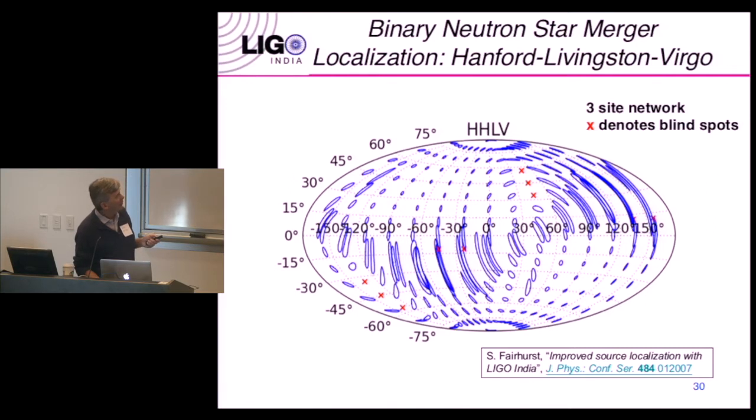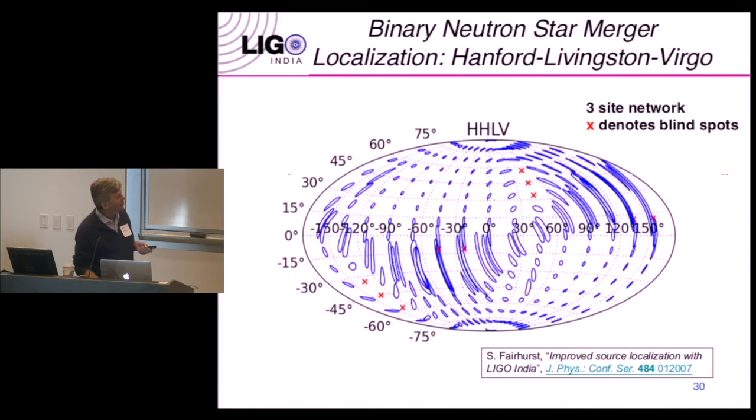If you want to look at a binary neutron star and you have three detectors, Hanford, Livingston, and Virgo, these ellipses here are basically the precision with which you can localize an event on the sky. And this is basically the sky projected onto a globe. So you can see there's some places where it's really good, there's some places where it's really not so good, and there are some places where it just doesn't work at all. And that has to do with the geometry of how gravitational waves interact with the detector. So this is a calculation, a model.